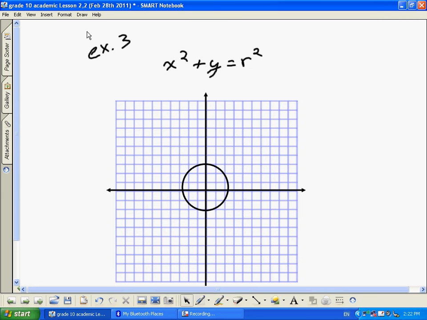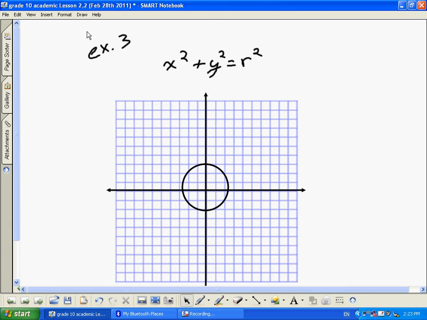I want you to think of this as similar to y equals mx plus b. To find the actual equation of a line, we replace m and b with numbers. For an equation of a circle, the only variable or letter we replace with a number is r, the radius. So it will always be x squared plus y squared is equal to whatever the radius is, squared. Not the diameter, it's just the radius.